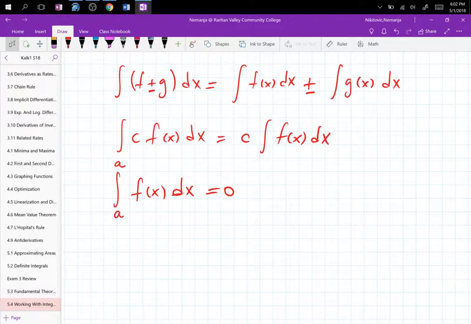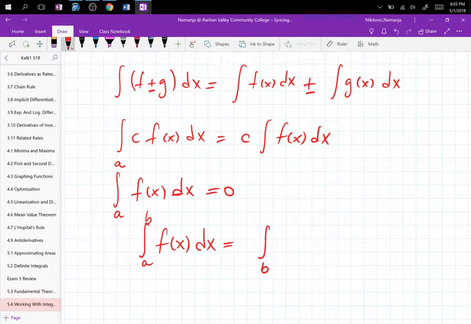One formula that I did not mention, but it is going to be useful in our next section, 5.5, is the formula where you can interchange limits of integration. So you can put the upper limit for the lower limit. You see, you have a standard setup a to b. And if you want to swap that to b to a, you just need this minus in front.